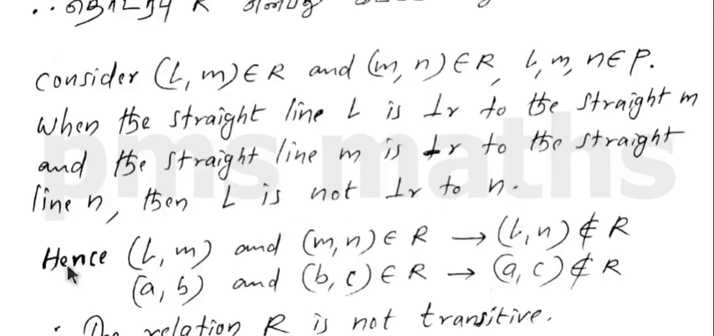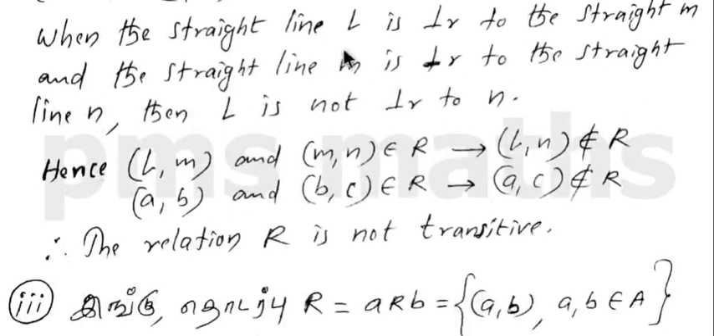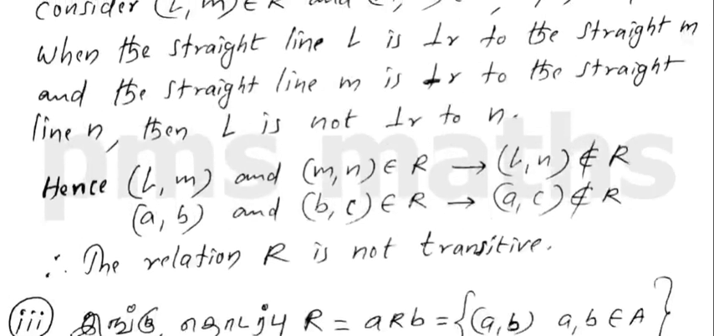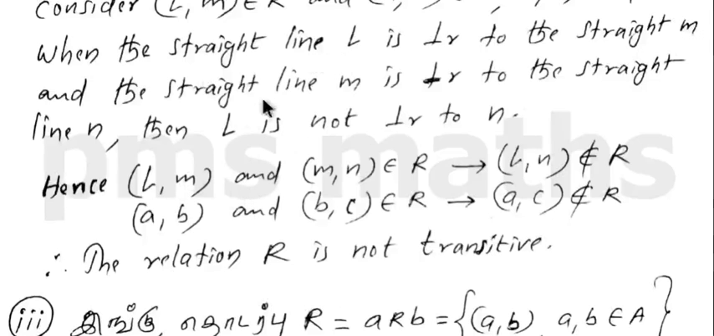In this case, we can write hence L comma m and m comma n belongs to R, since L is perpendicular to m and m is perpendicular to n. Therefore, here we can write L comma m and m comma n belongs to R, but gives L is not perpendicular to n. That means L comma n does not belong to R. Here not means does not belong to R. This element does not belong to R. That means A comma B and B comma C belongs to R, gives A comma C does not belong to R.